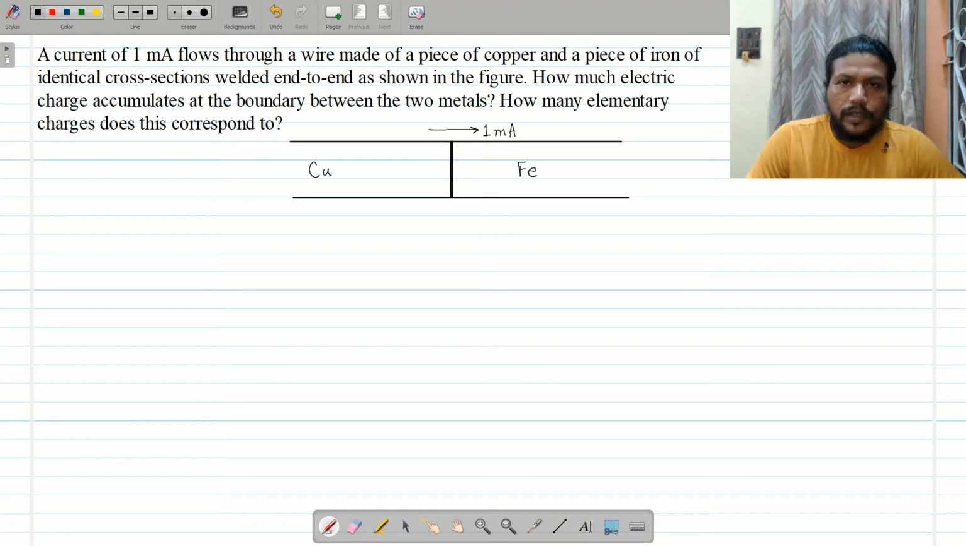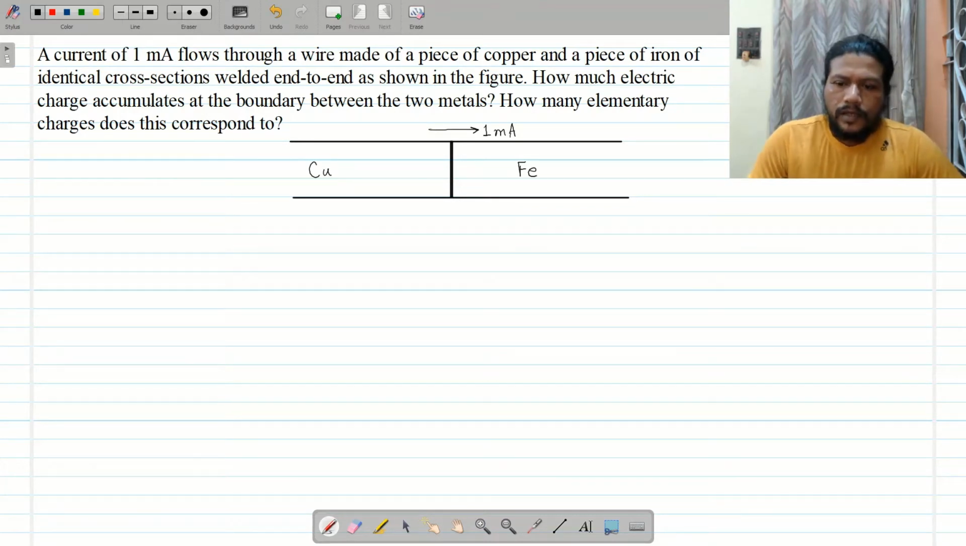Hi guys, once again, let us discuss this next question that we have. It says a current of 1 milliampere flows through a wire made of a piece of copper and a piece of iron of identical cross sections, welded end to end, as you can see in the figure. So the question is how much electrical charge accumulates at the boundary between the two metals, and how many elementary charges does this correspond to?